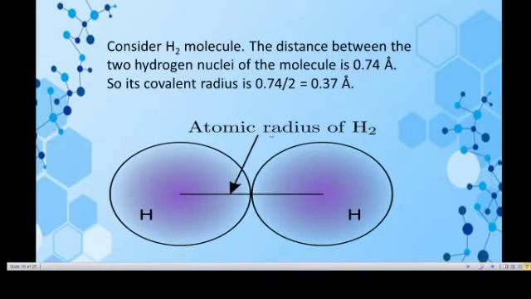This is the atomic radius of the hydrogen molecule. This is the first hydrogen atom, second hydrogen atom, and in between is the distance from the first atom nucleus to the second atom nucleus.